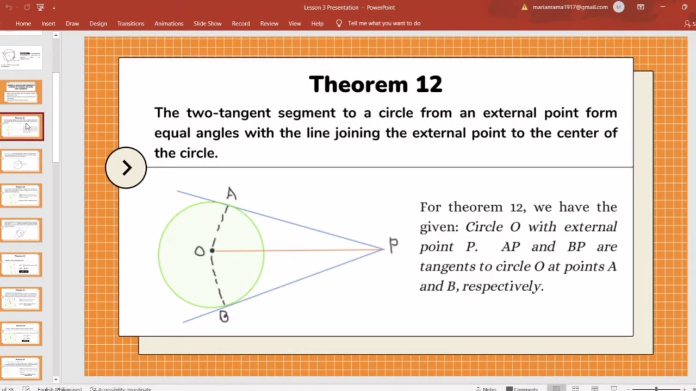So we have here our theorem 12. The two tangent segments to a circle from an external point form equal angles with the line joining the external point to the center of the circle. So for theorem 12, we have the given circle O with external point P. Then we have AP, our tangent, and BP, at points A and B respectively.